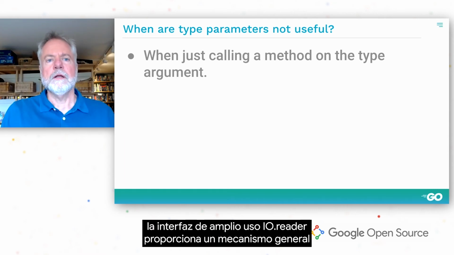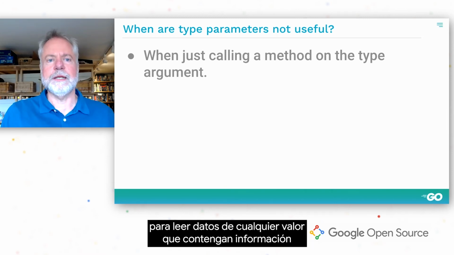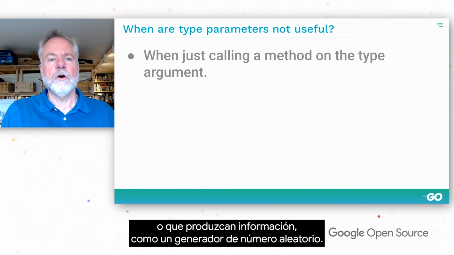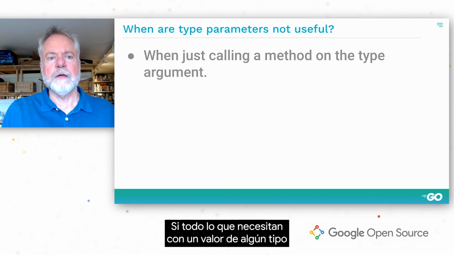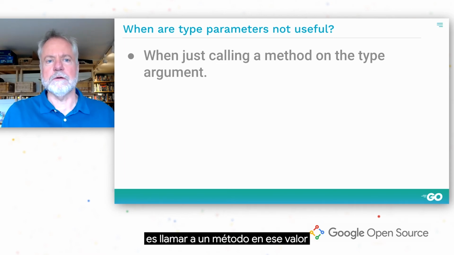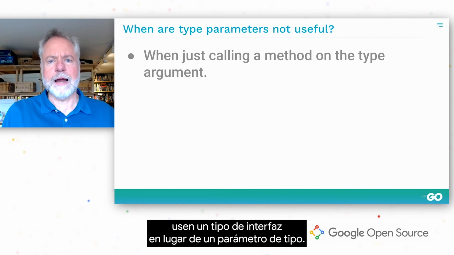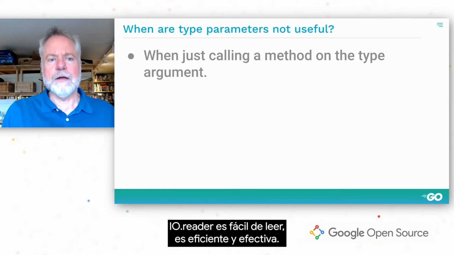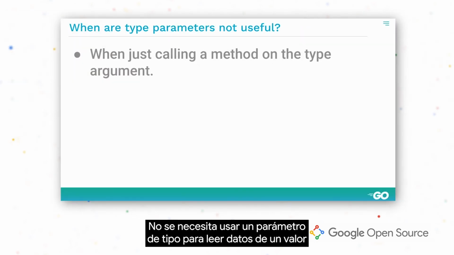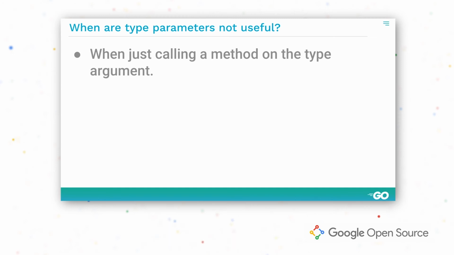For example, the widely used io.Reader interface provides a general mechanism for reading data from any value that contains information, such as a file, or that produces information, such as a random number generator. If all you need to do with a value of some type is call a method on that value, use an interface type rather than a type parameter. io.Reader is easy to read, it's efficient, and it's effective. There's no need to use a type parameter to read data from a value by calling the Read method.